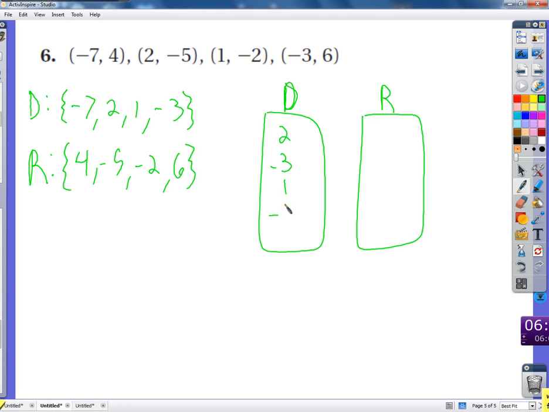-2, -3, 1, -7, 4, -5, -2, 6. So where do I draw an arrow from 2? -5. 2 to -5. And -3, 6, and 1, 2, -7. I'm assuming it goes to 4, it's all that's left.